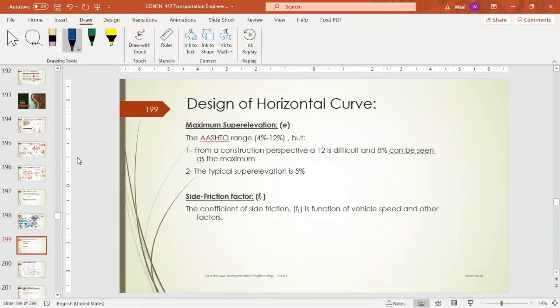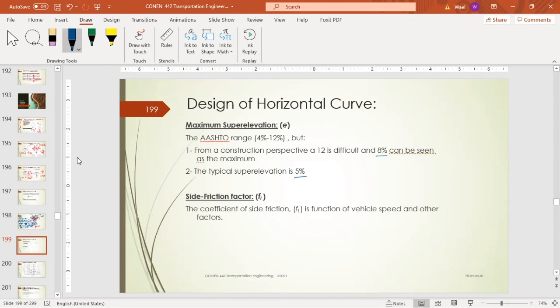As I mentioned before, the maximum super elevation is between 4% to 12%. But practically speaking, from a construction perspective, it's difficult to achieve the 12%. It's very complicated, and I will explain why when we go to the third module. The 8% is basically the practical maximum that we construct, and typically it's within the 5%.